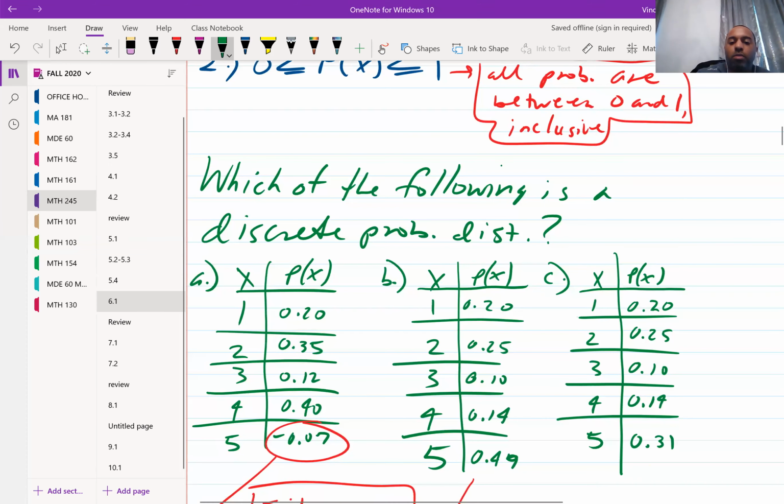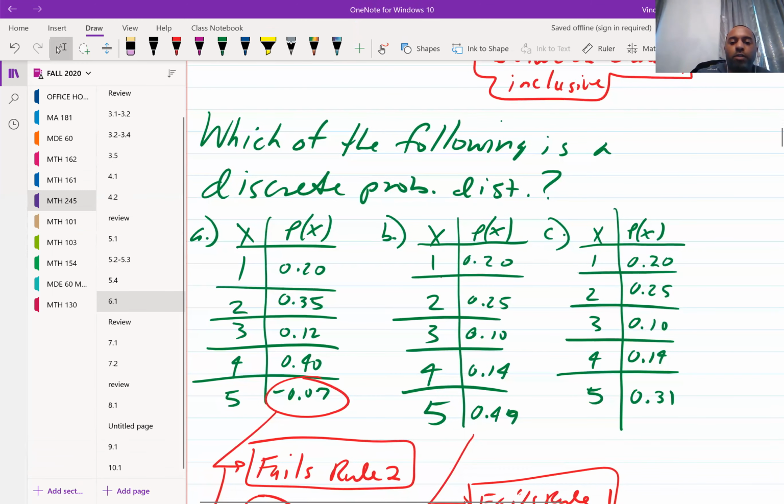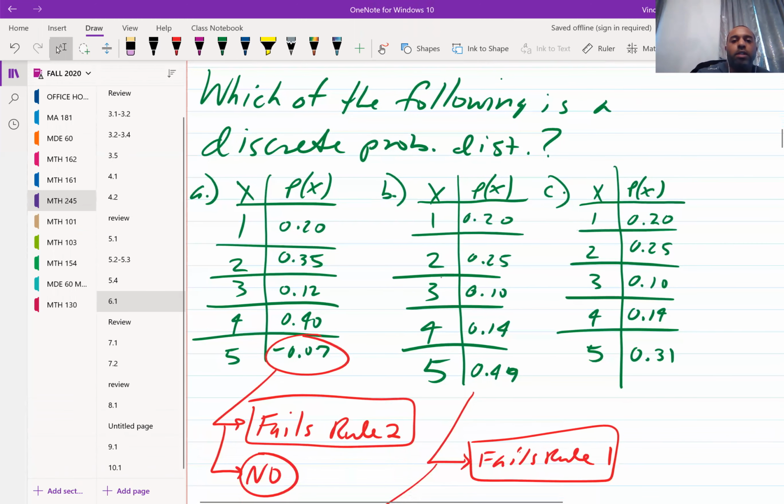All right, so looking at the first one, it doesn't fit the discrete probability distribution rules because it fails rule 2. Remember that each one of your probabilities needs to be in between 0 and 1.